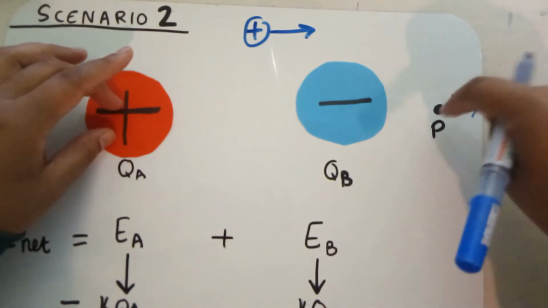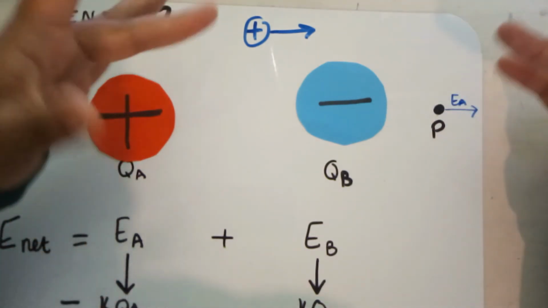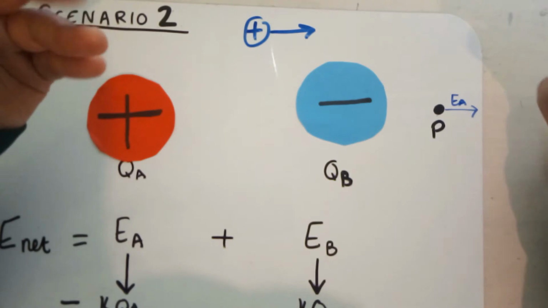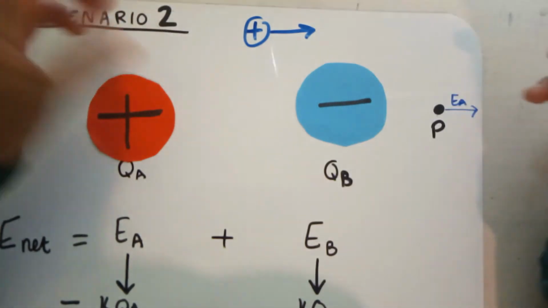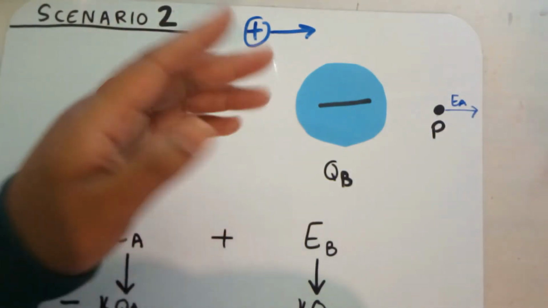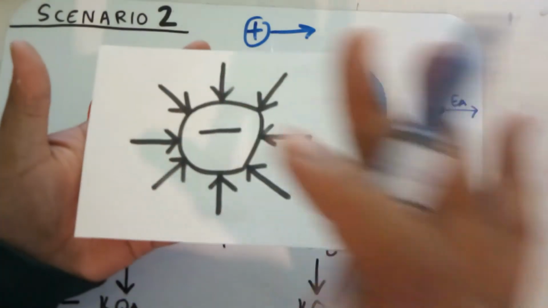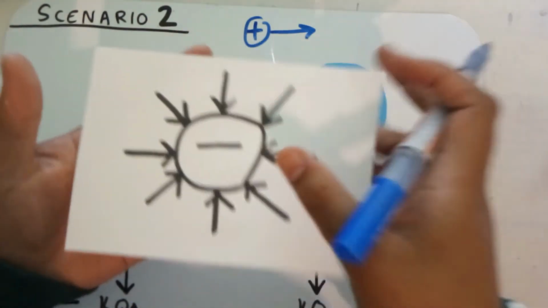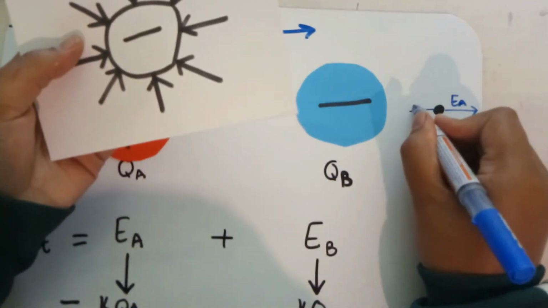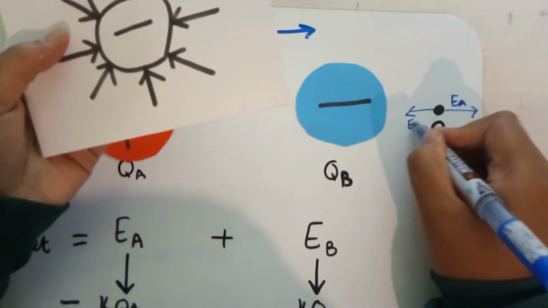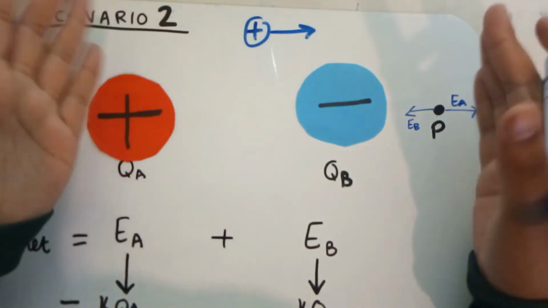And so if I'm standing at P and I want to find out the direction of the field contributed by charge B, I know that because negative charges produce electric fields that point towards them, the direction of the field will be that way, E_B. And so now I have two different directions.